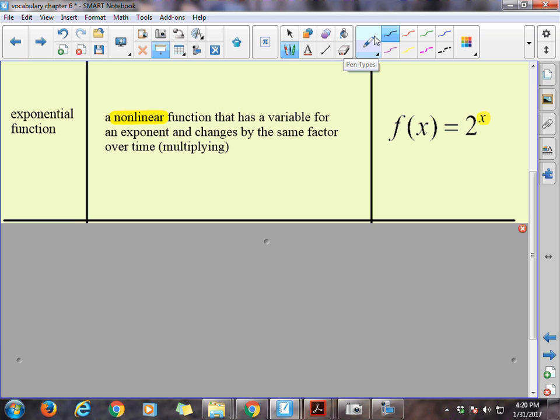Exponential functions have really cool graphs that don't make straight lines. That's why they're nonlinear, right? So they don't make straight lines when you graph them, and they're growing by multiplying by the same number. Okay, hit pause.